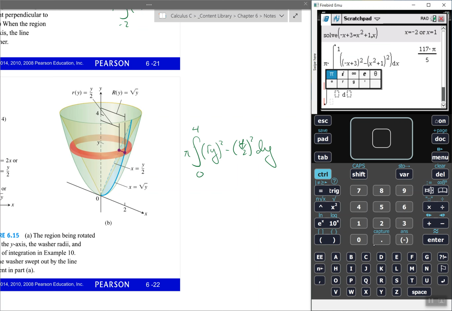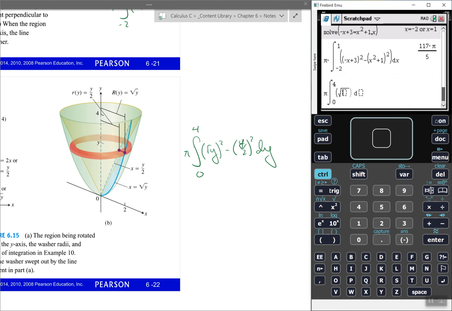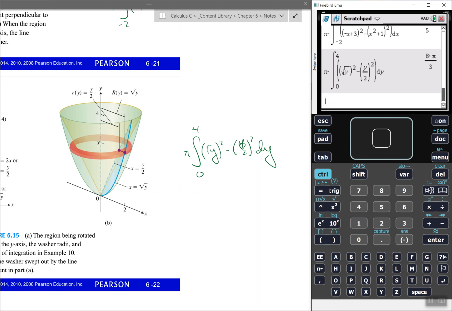Okay, so pi's out front. We have 4 on top, not 44. 0, and then we're going to do exactly as it's written. I know we could probably clean this up and be a lot quicker, but we're just going to write it as is. So y quantity squared minus, and it opens that extra parenthesis for us, which is nice. We have then y divided by 2 quantity squared dy. And we get 8/3 pi.